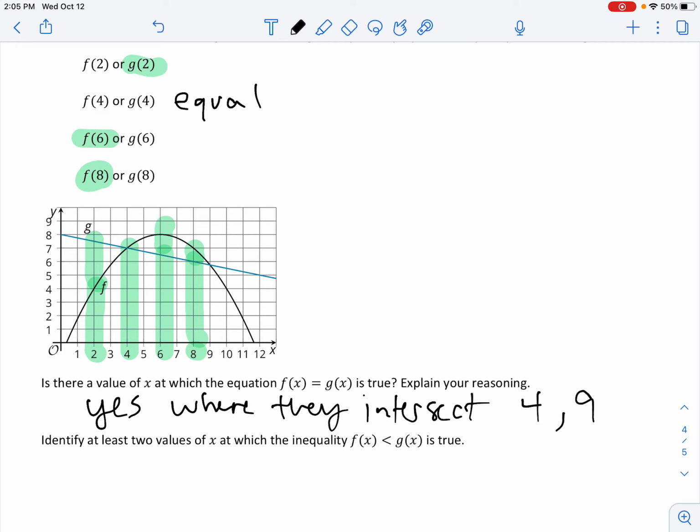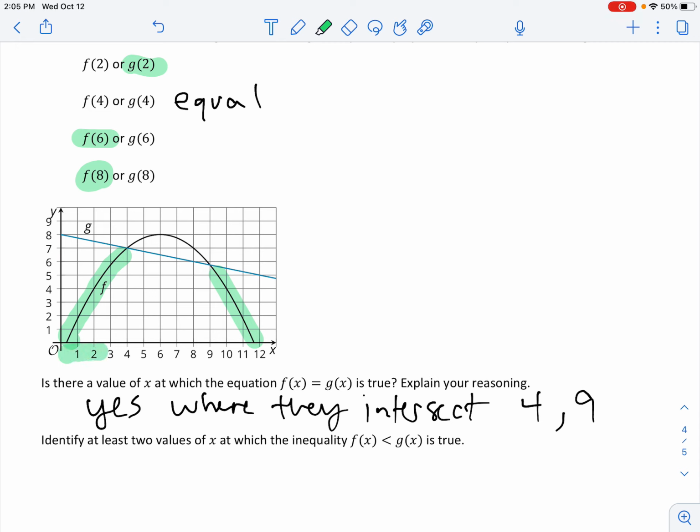And then last question, identify at least two values of x at which the inequality f of x is less than g of x is true. All right, and so if we want to look at inequality here, we want to know where f is less than g. So the easiest way to do this would be to just take the highlighter and say, hey, if we highlight this part, it's lower than g up to that point. And then from here to the end, it's lower than g. So any values within those two areas are going to satisfy this.